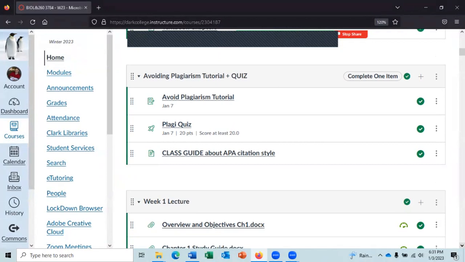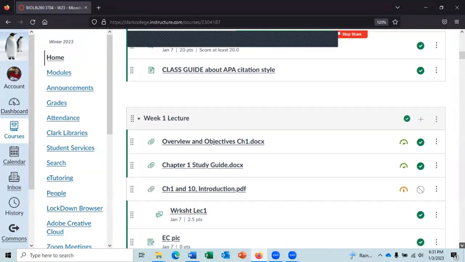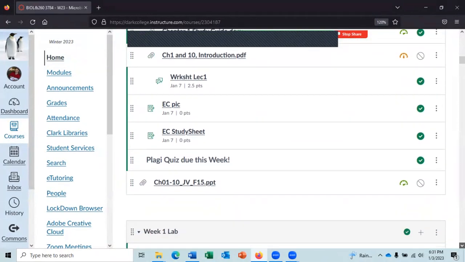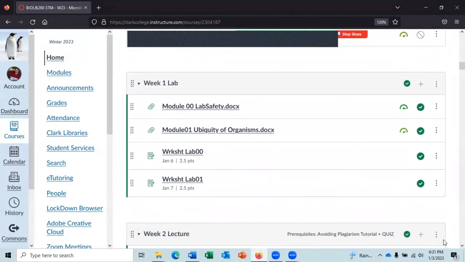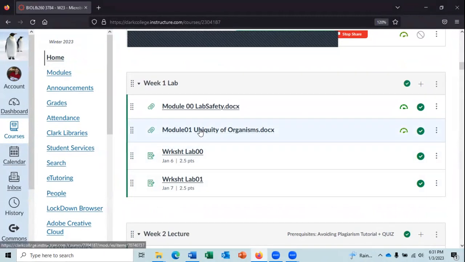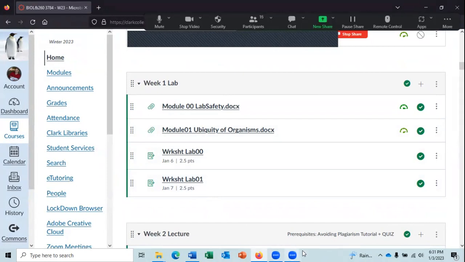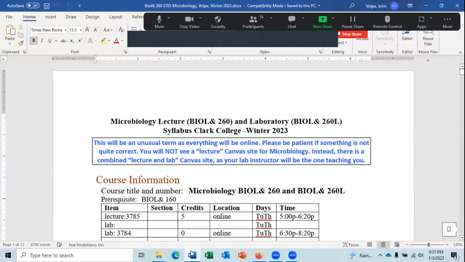All right, let's begin. Let me mention that the lab can be found in Canvas under week 1 lab. We're going to be covering lab module 00 today and worksheet lab module 00, and that's it for today. Any questions about any of that?